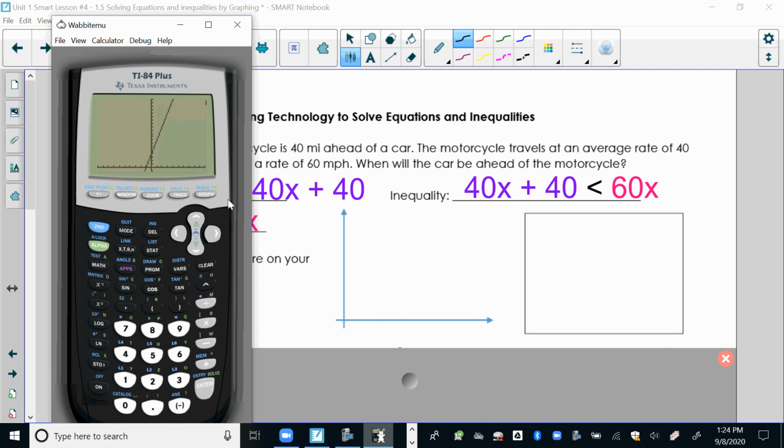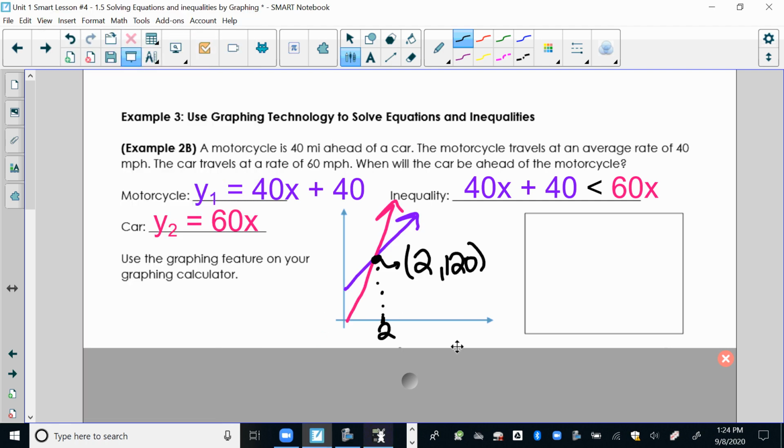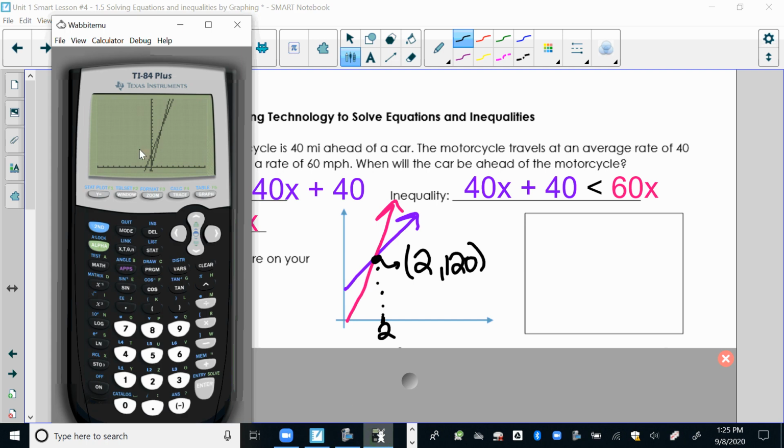So there's our first line, 40x plus 40, and there's our second line, 60x. This is a great window. Obviously, we could have done better, but mission accomplished, right? We're able to see the intersection. So I'm going to roughly sketch this graph to figure out what I'm looking at. What I want to find is that intersection, the point where the car overtakes the motorcycle. So from my graph, I can calculate my intersection.